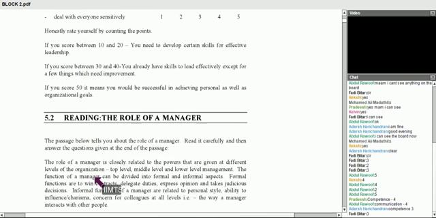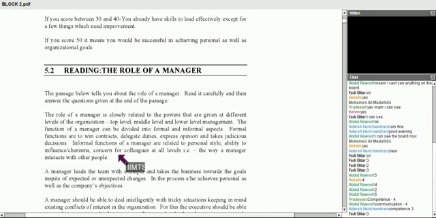Now, let's learn about the role of a manager. This passage tells you about the role of a manager. Read it carefully and then answer the question. So, I'm going to read it and then you have to read it. The role of a manager is closely related to the powers that are given at different levels of the organization, at top level, middle level and lower level management. The functions of the manager can be divided into formal and informal aspects. Formal functions are to win contracts.